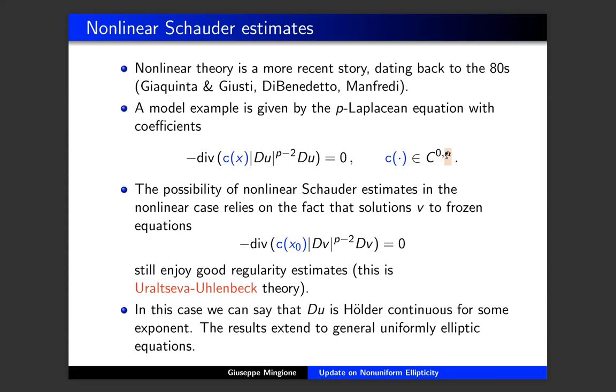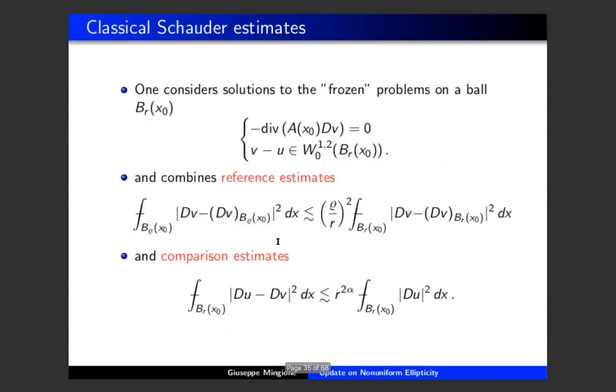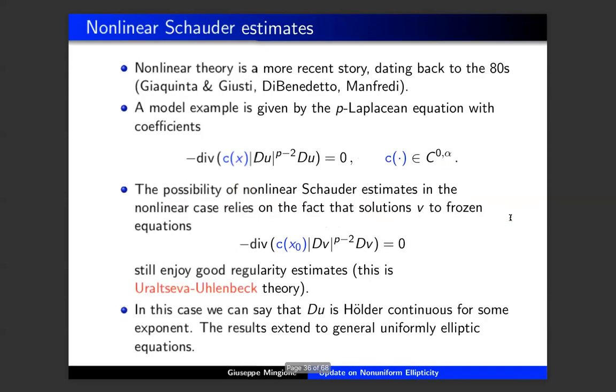And the argument is essentially the same. You freeze and compare as before. And here the crucial point is that you want to prove that the same nice estimates you actually have in the linear case, they hold in the nonlinear case. That's a bit of a problem here, but that's essentially the contribution of these authors and also other people.